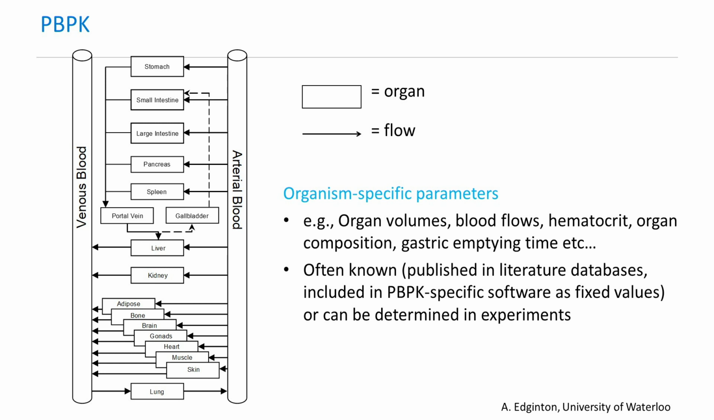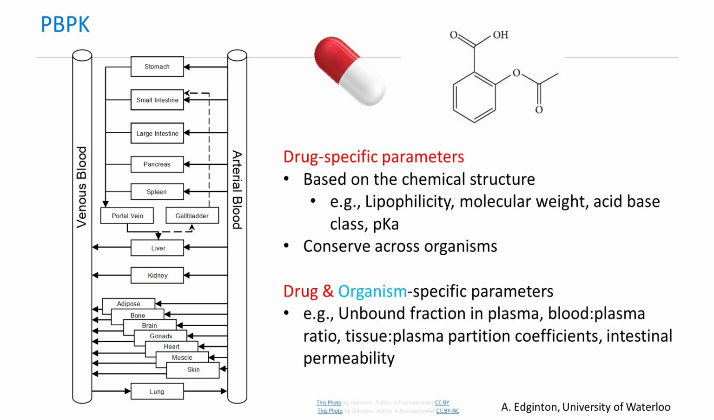What you do need to try to make sure you assess is the drug and organism specific parameters. So what is the unbound fraction of the drug in the plasma? And that's going to depend on plasma protein levels, and how tightly it binds to the plasma proteins, for example. Things like blood to plasma ratio of the drug, tissue plasma partition coefficients, intestinal permeability, etc. So these are things that you would have to be able to assess for your particular organism and for the compound.